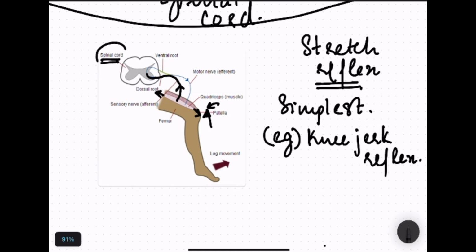The spinal cord does all the processing, and the processed information is carried out by the efferent nerves and taken back to the muscle again. The muscle again is the effector, which carries out the response. The response is muscle contraction. The muscle contracts and the leg moves as a result of the contraction. So this is the reflex arc in the case of the knee jerk reflex.